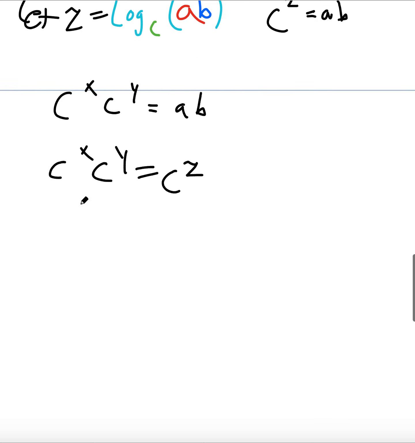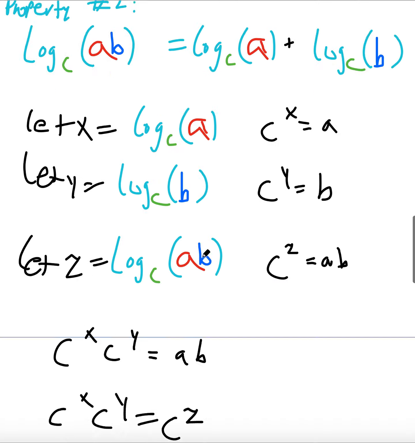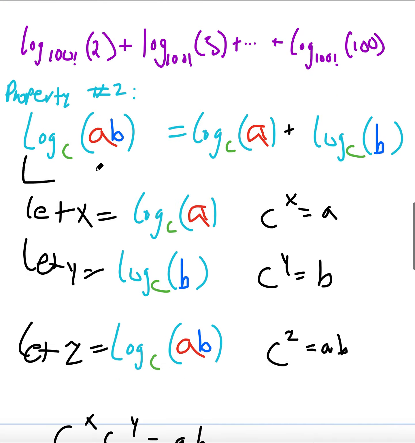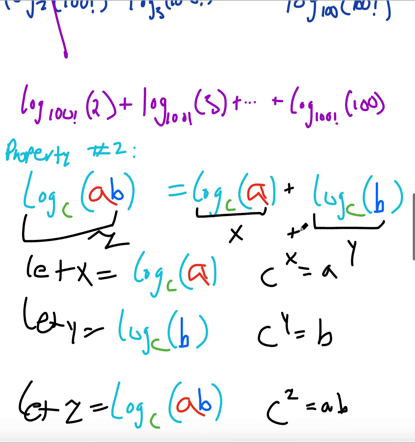And therefore, we can add these exponents together because we have the same base. So c to the x plus y equals c to the z. And because these are the same base, we have x plus y equals z. But guess what? We defined z as log base c of ab. We defined x as log base c of a. And we defined y as log base c of b. And we have x plus y equals z, which means that x plus y is equal to z. And therefore, we proved the problem.